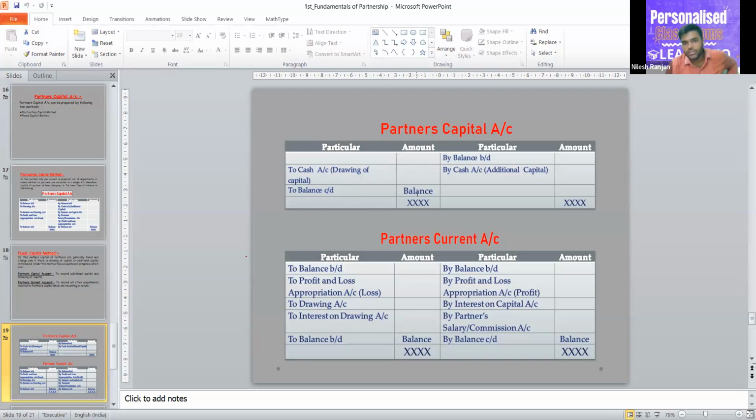After that, we will calculate the balance. And all the other items are written in the current account, like salary, commission, profit, loss, interest on capital, interest on drawing of profit. These are written in the current account. After that, we can calculate the balance. Now, you have to remember one more thing: the partner's capital account under the fixed method always has a credit balance.